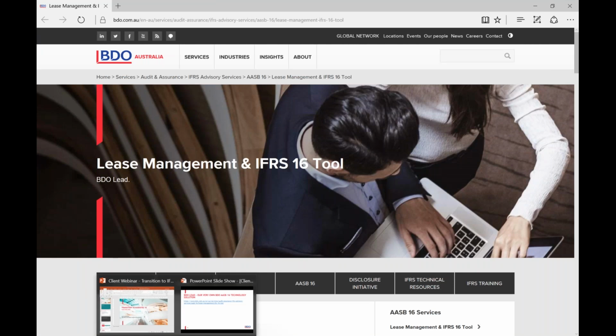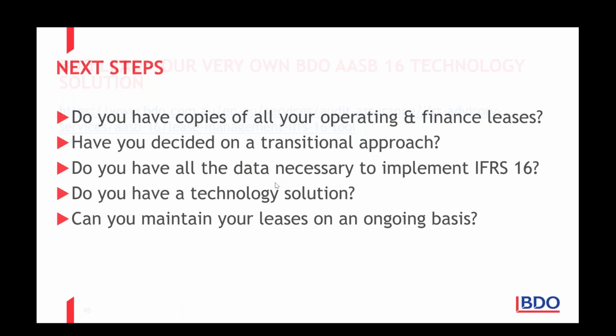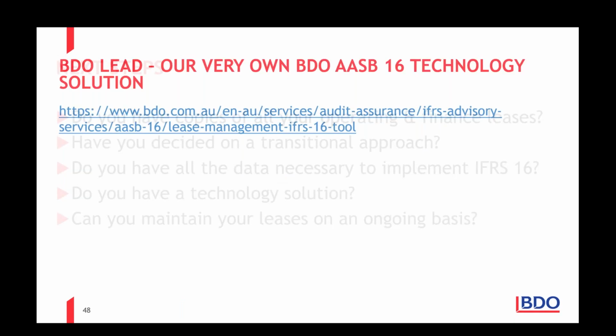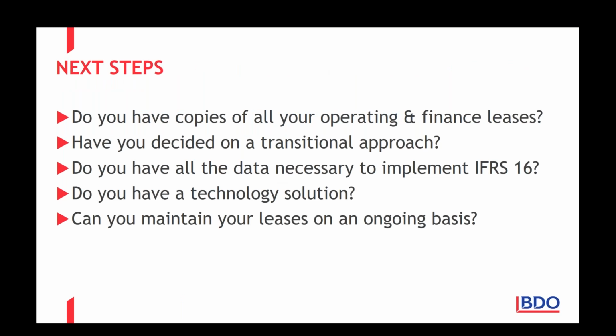The next steps, I would say: do you have copies of all your operating and finance leases, hire purchase agreements? Have you decided on a transitional approach? Do you have all the data necessary to implement IFRS 16? I've got an Excel spreadsheet of all the data that's required for each transitional approach. To give you an idea, it's columns and columns of data you have to capture for each lease.